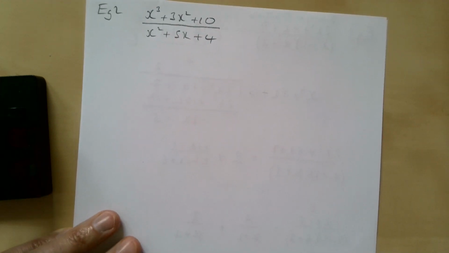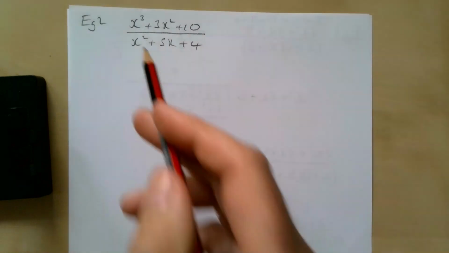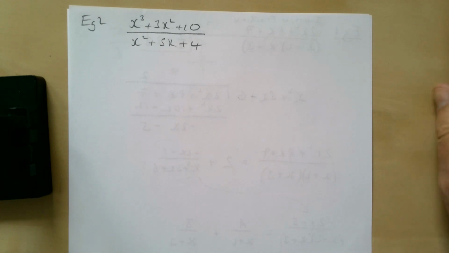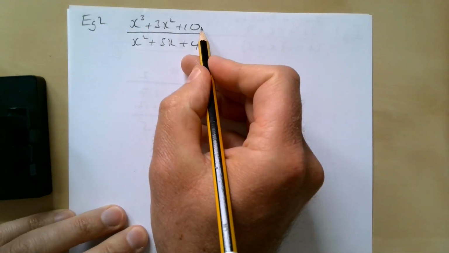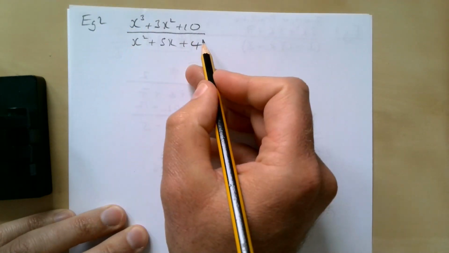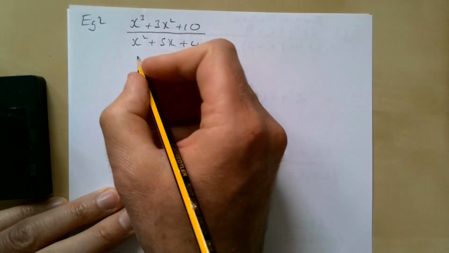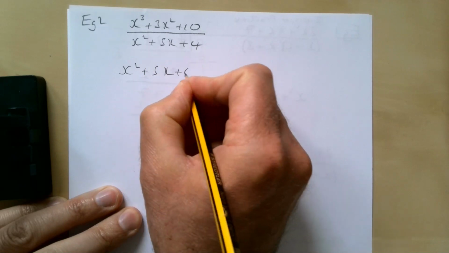Again, the first thing you do from now on for all partial fractions is look and see, is the degree of the numerator equal to or higher than the degree of the denominator. If it is, then you need to divide through first. This is a cubic, it's degree 3. This is a quadratic, it's degree 2. So we need to divide through first. So let's do that. X squared plus 5x plus 4.